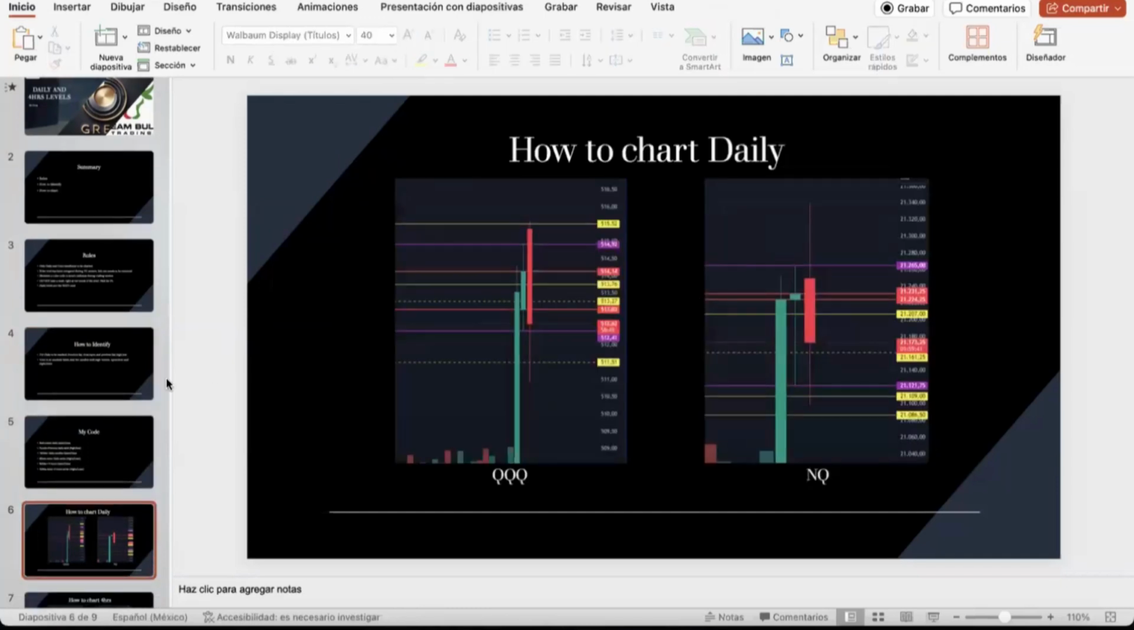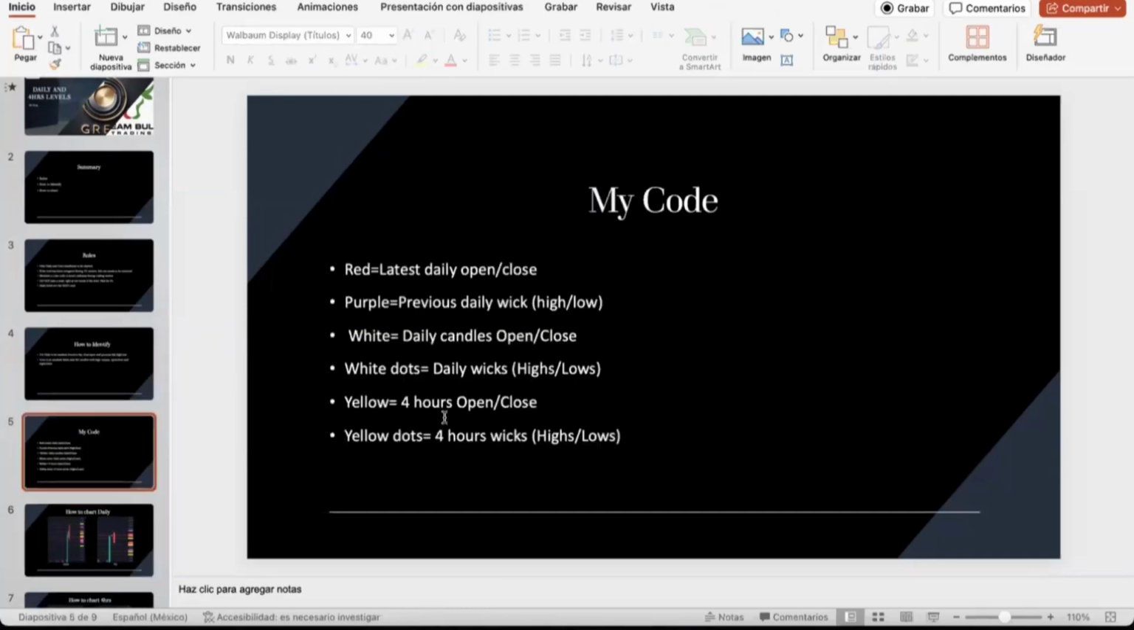As I mentioned before, it's important to have a code, a color code, a pattern, whatever you want to call it, because when you are in a session you are under stress. You are focused completely on the chart, so you cannot keep checking extra stuff. You need to help yourself before market opening. So make a code.